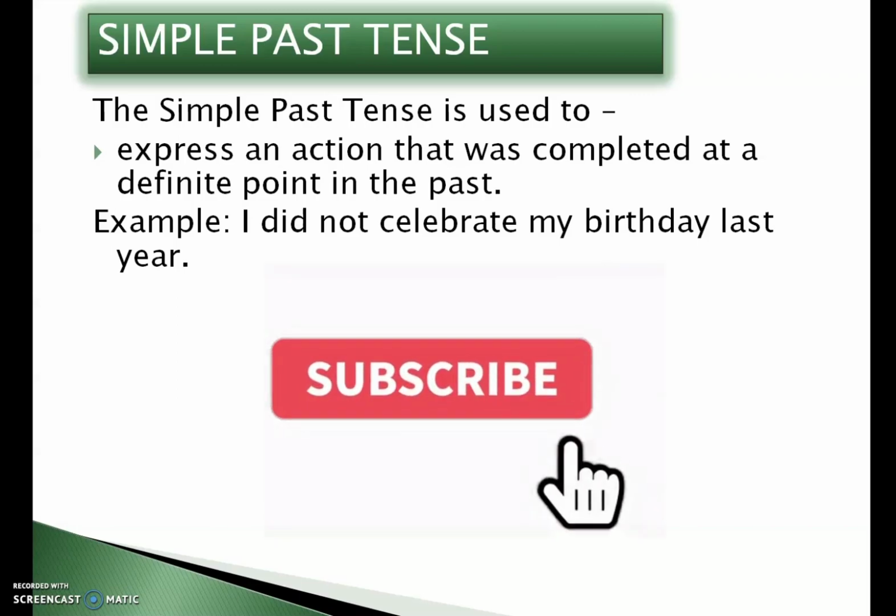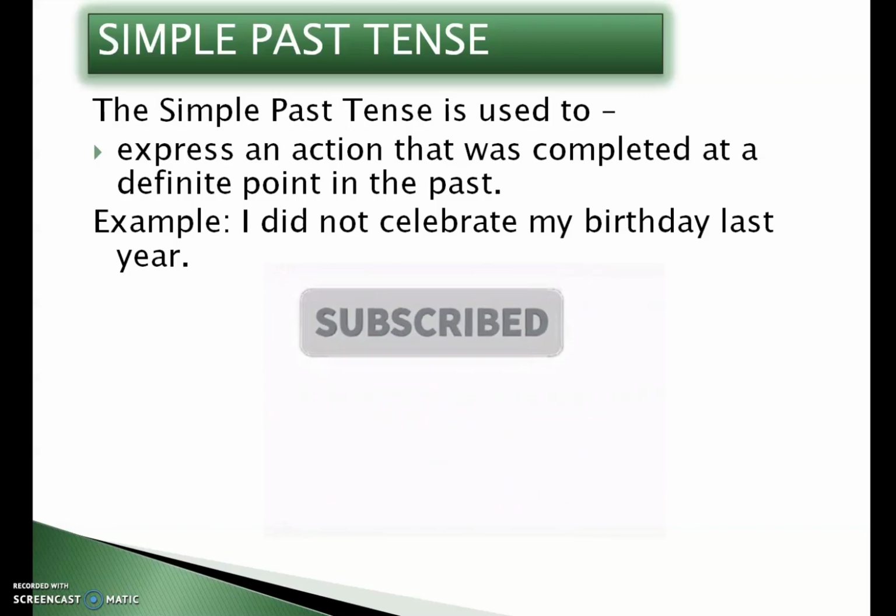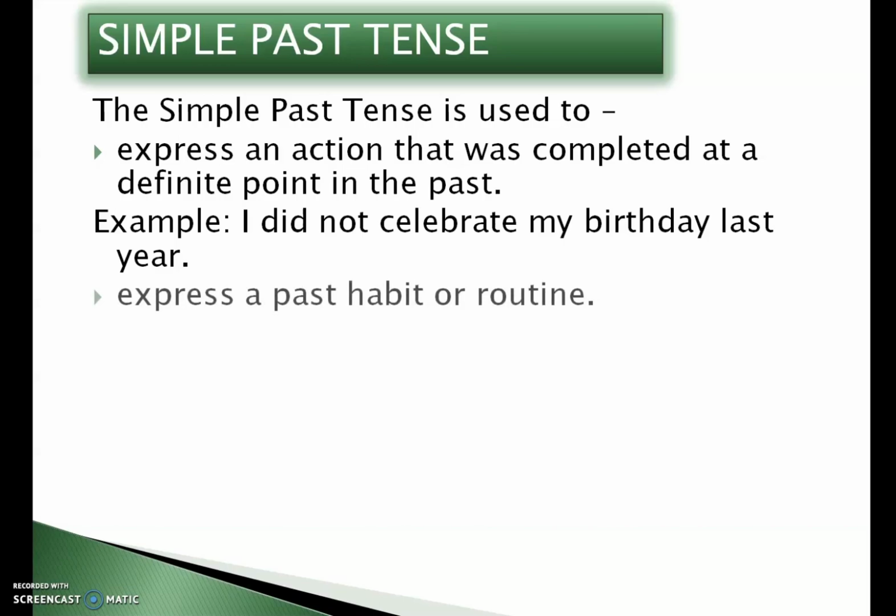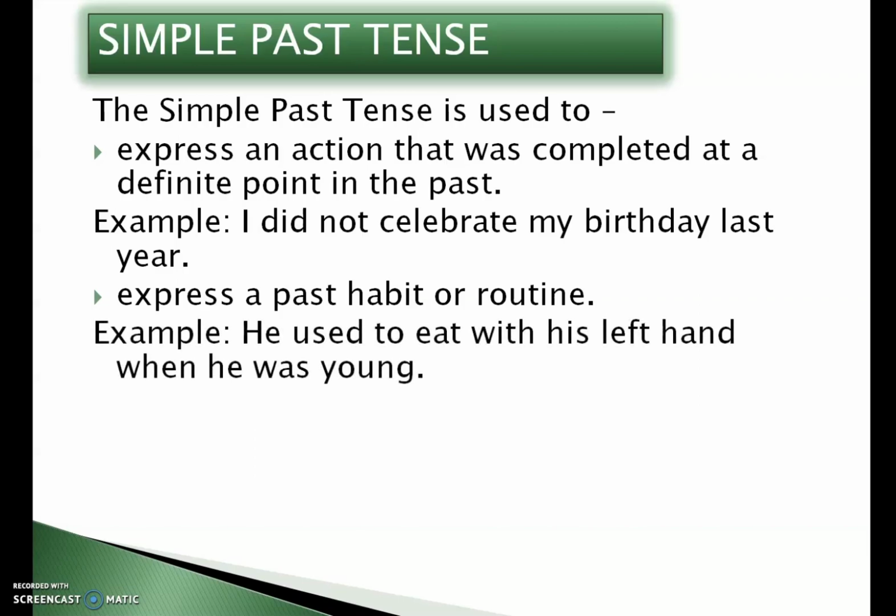Or I did not go to the library yesterday. I did not attend the meeting yesterday. Okay, so these are the past forms of verb. Again, simple past tense also expresses a habit, past habit or routine. For example, he used to eat with his left hand when he was young. So he used to eat. It was a habit, right? For a certain time period, he used to eat and it was his habit.